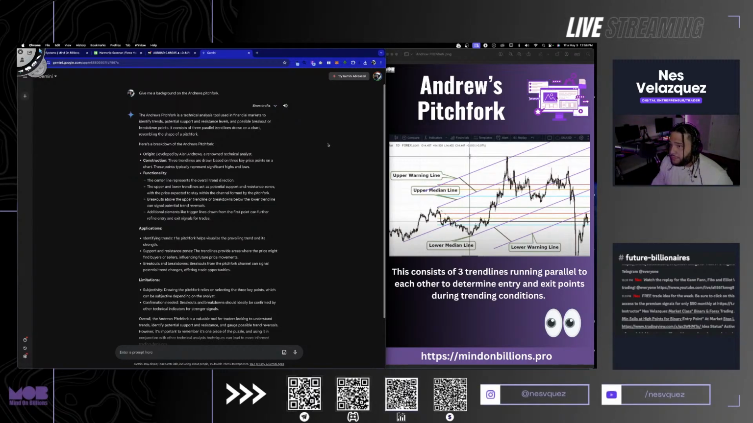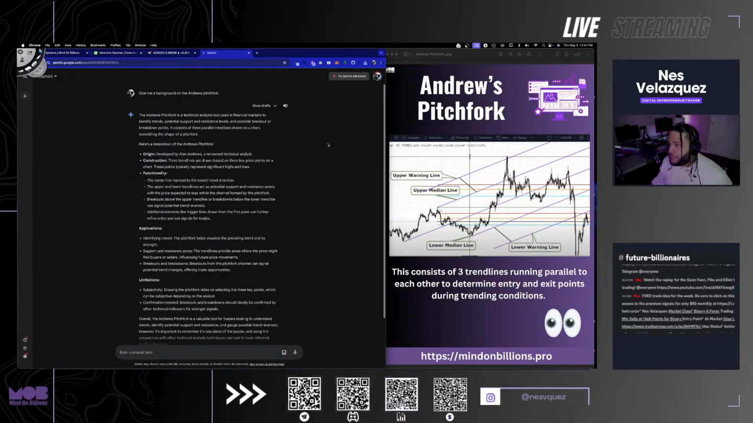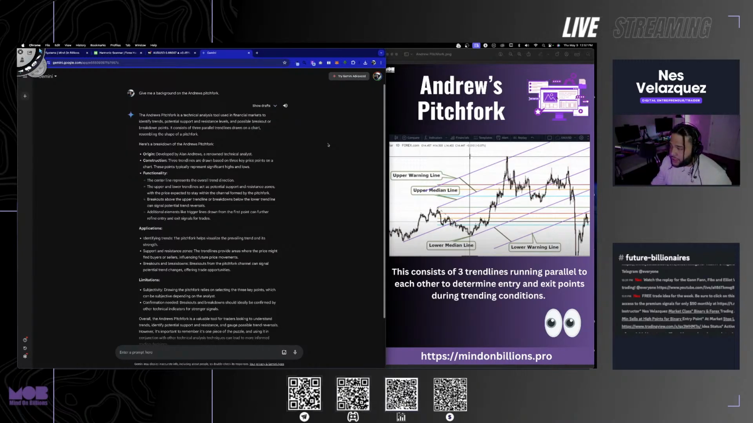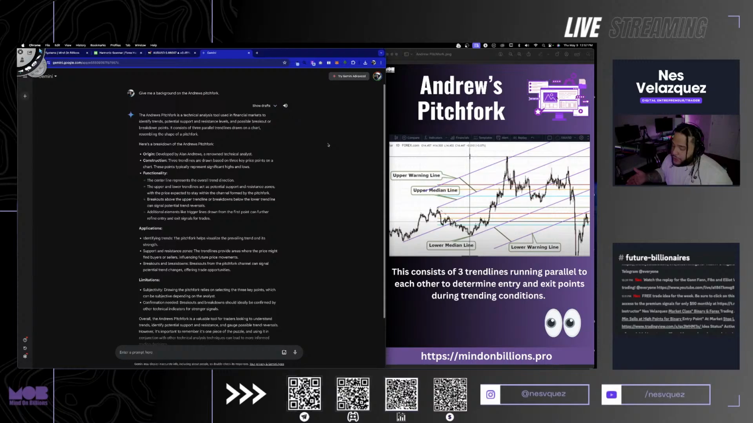Okay, origin, developed by Alan Andrews, a renowned technical analyst. Okay, construction, 3 trend lines are drawn based on 3 key price points on a chart. These points typically represent significant highs and lows. Functionality, the center line represents the overall trend direction. Okay, so remember, we just kind of cut through.